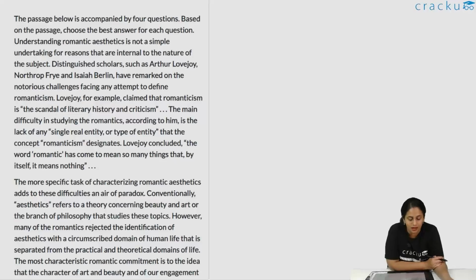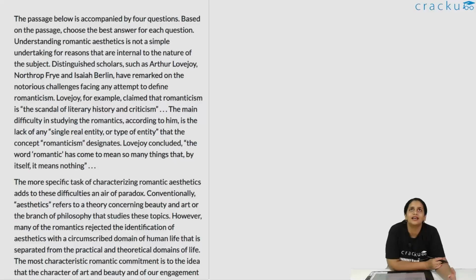Distinguished scholars such as Arthur Lovejoy, Northrop Frye and Isaiah Berlin have remarked on the notorious challenges facing any attempt to define romanticism. So three people have actually written how difficult it is to even define romanticism. Lovejoy, for example, claimed that romanticism is the scandal of literary history and criticism. So Lovejoy went to an extreme exaggeration by saying that it's not only difficult, it's a scandal, like a controversy.